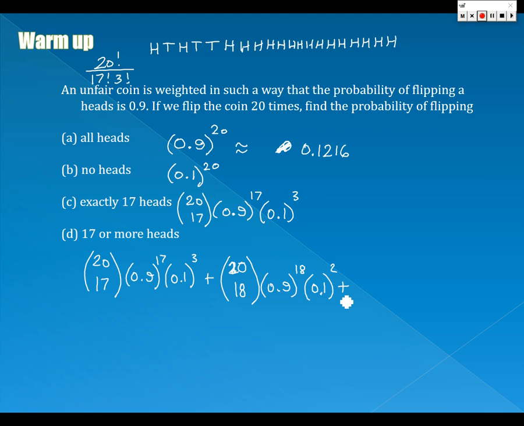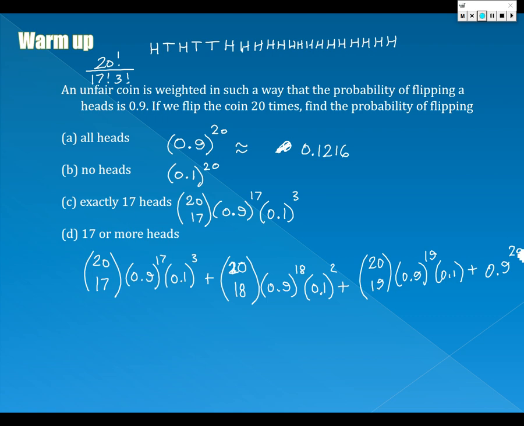So let's have someone else continue her work, just to prove that you know what she's doing. Go ahead, Chris. 2219 times 0.9 to the 19 times 0.1. And then the last one, it's just 0.9 to the 20th. Yeah, and actually this calculation is made a little better by the fact that we've already done some of these in the warm-up, right? A and C are both contained in this sum, aren't they?